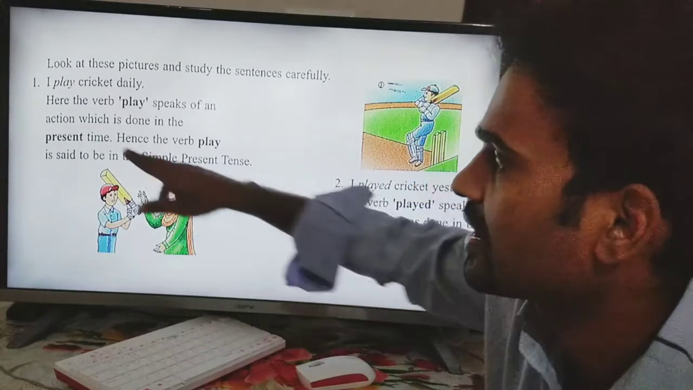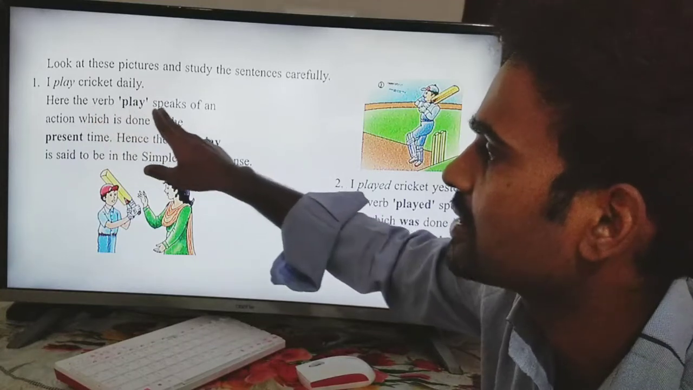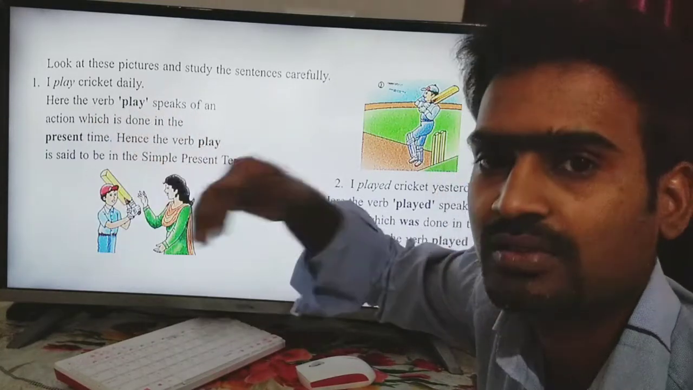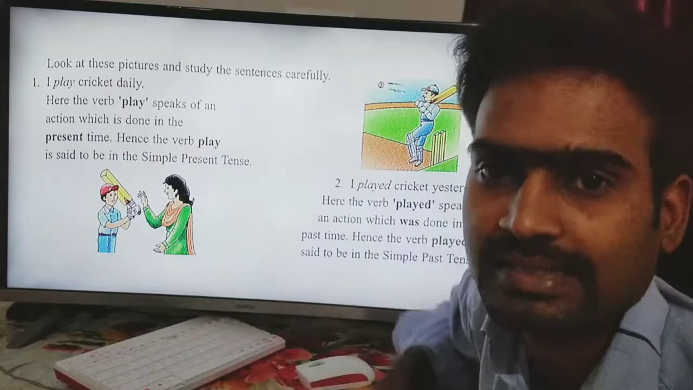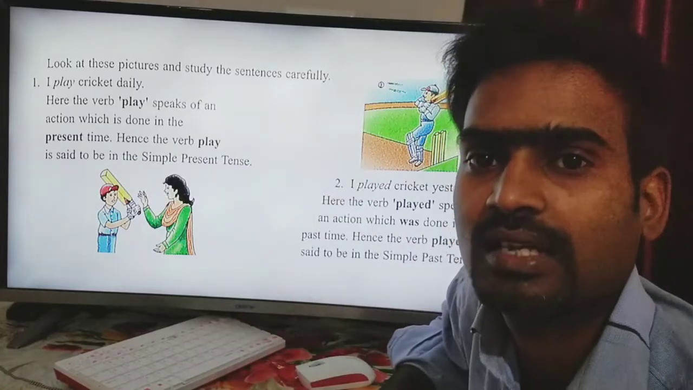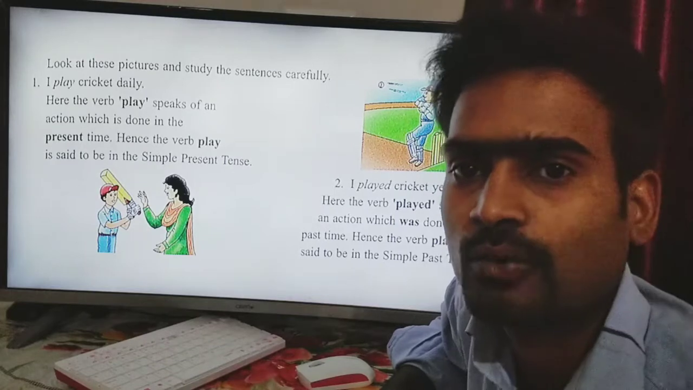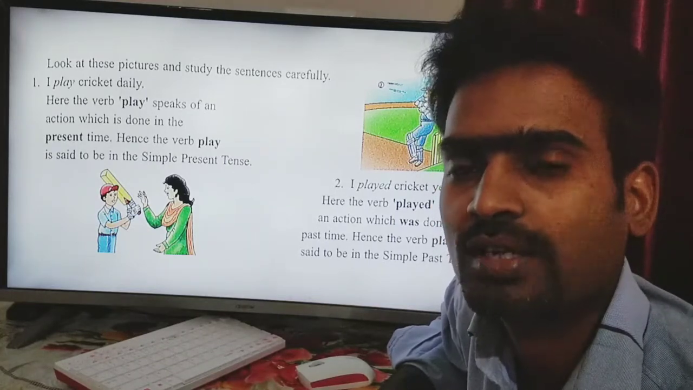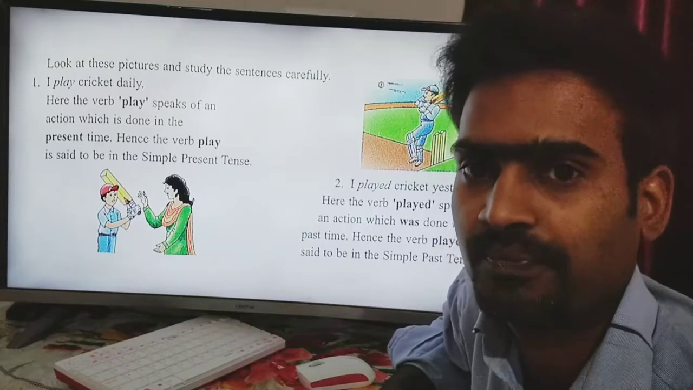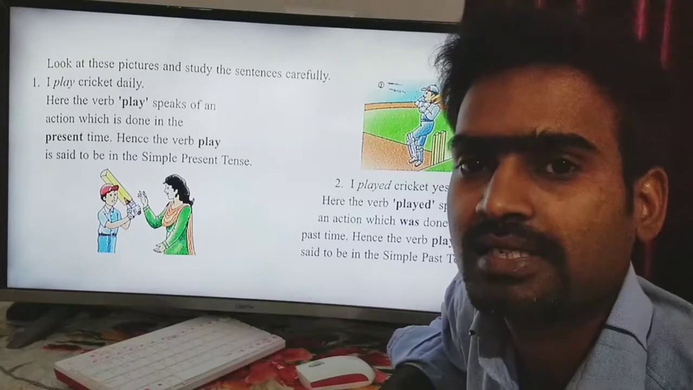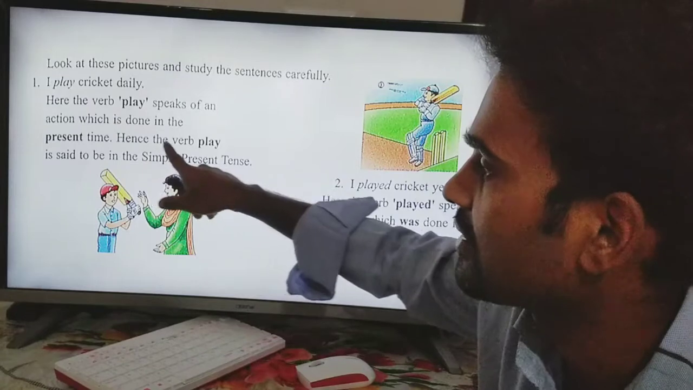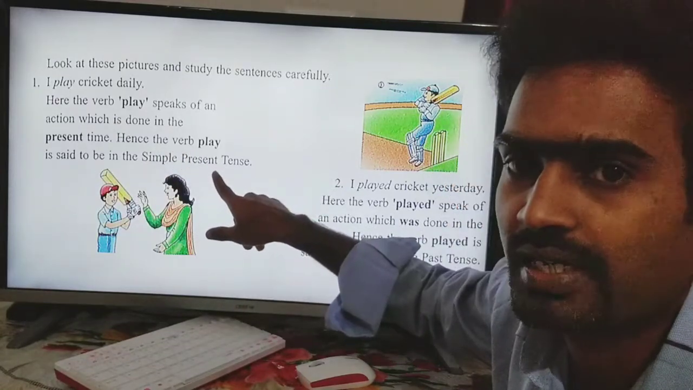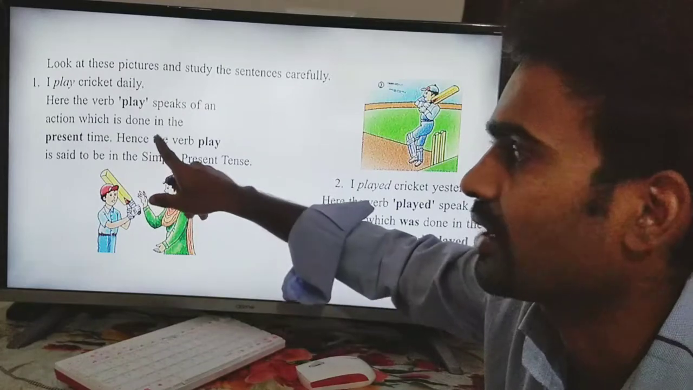So dear children, here the verb play speaks of an action which is done in the present time. Present time means at the moment, now, right now. When we speak in that time, that's called present time. That's why we say present tense. Hence play is said to be the simple present tense.